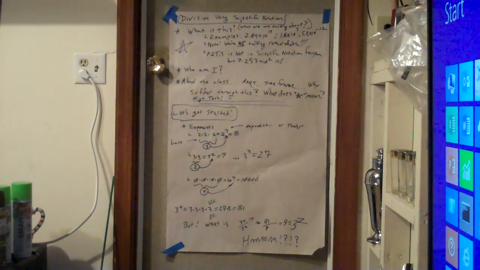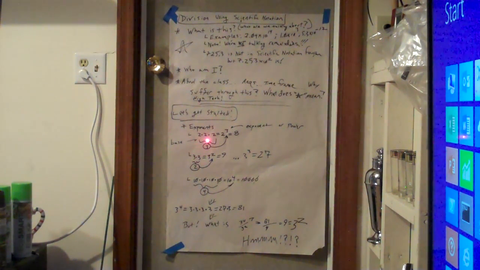Once again, as far as understanding what we're doing, it's just straight up division using scientific notation. There's a little 1 there. You can't see it, but there's a 1 there. Trust me. This is the first lesson, and let's get started. The first step in this process of understanding this stuff is really grasping what exponents mean.